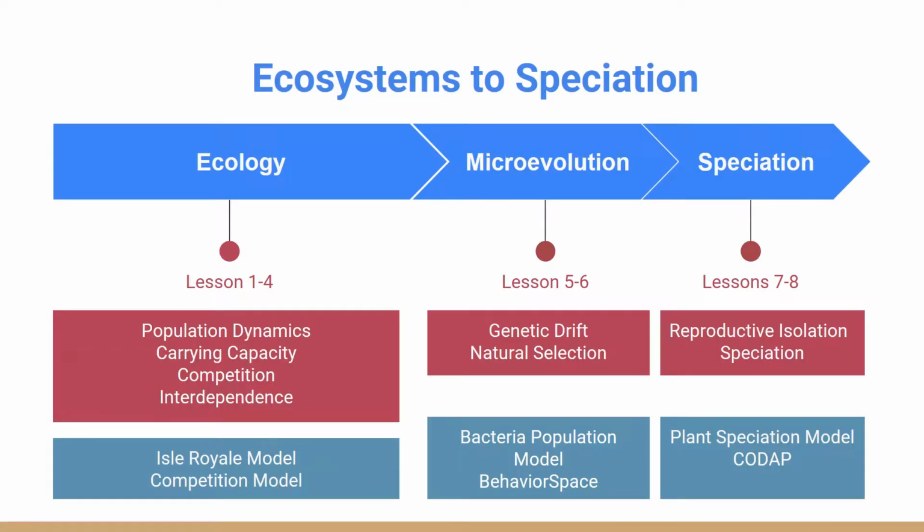The first 4 lessons in the unit are based on ecology, covering 4 major topics: population dynamics, carrying capacity, competition, and interdependence. The next part of the unit makes a natural transition from ecology to evolution. The last 4 lessons explore topics in evolution such as genetic drift, natural selection, reproductive isolation, and speciation.